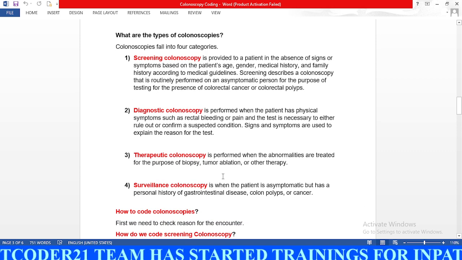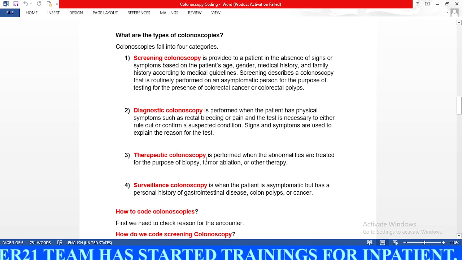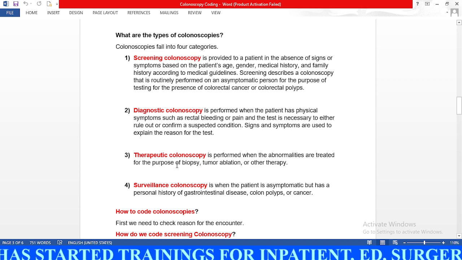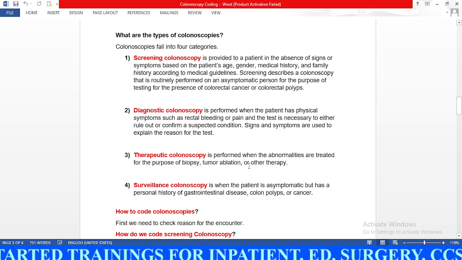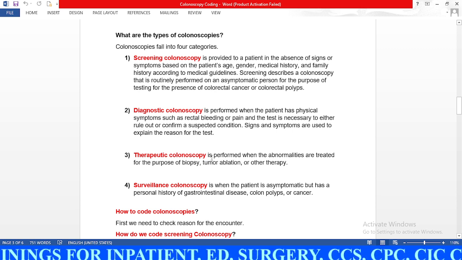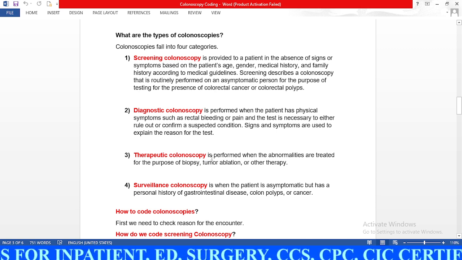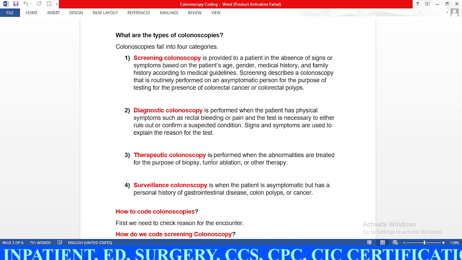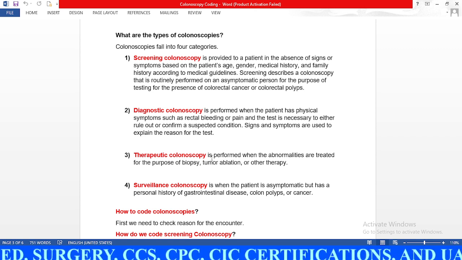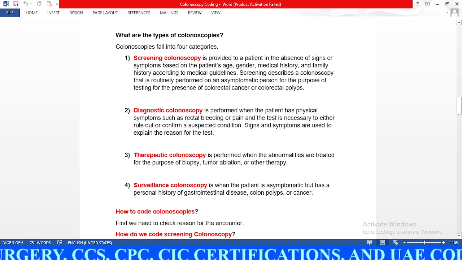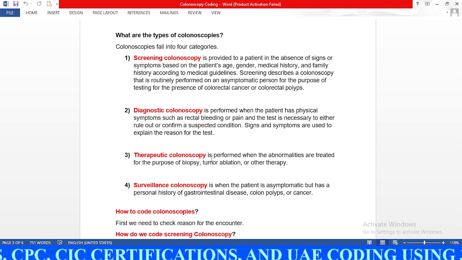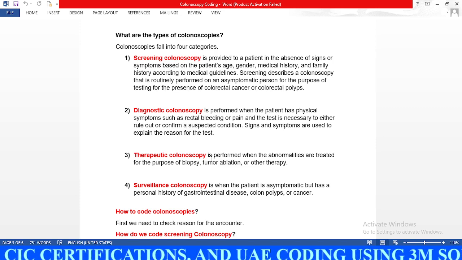What is therapeutic colonoscopy? Therapeutic colonoscopy is performed when abnormalities are treated for the purpose of biopsy, tumor ablation, or other therapy. Therapeutic basically means it is like surgery. After the diagnostic colonoscopy, if the physician identifies any cancer or polyps, the physician will perform therapeutic colonoscopy. So therapeutic colonoscopy is the colonoscopy we perform in order to rectify or excise the cancer or polyps.